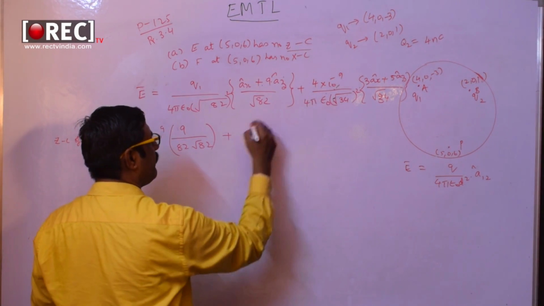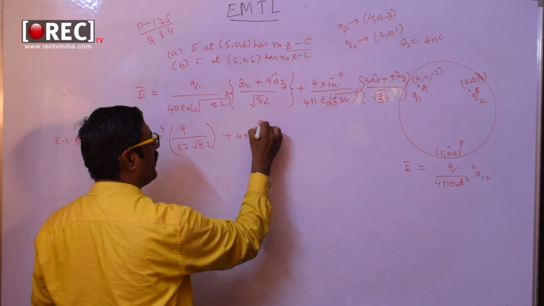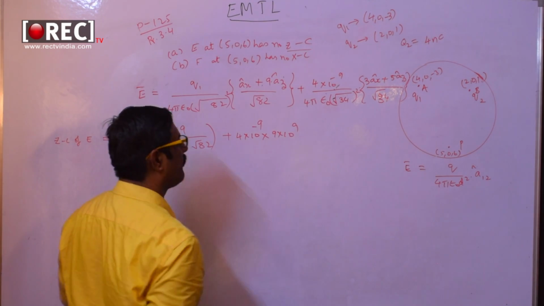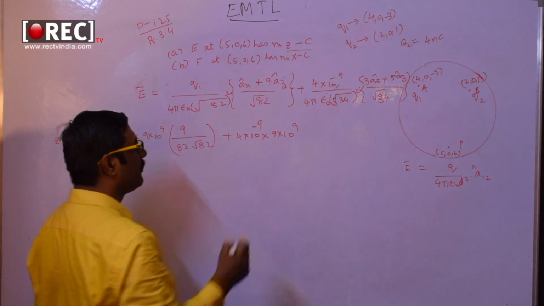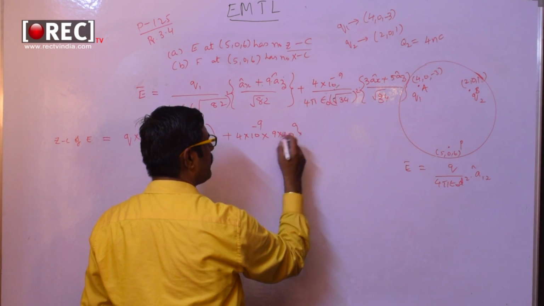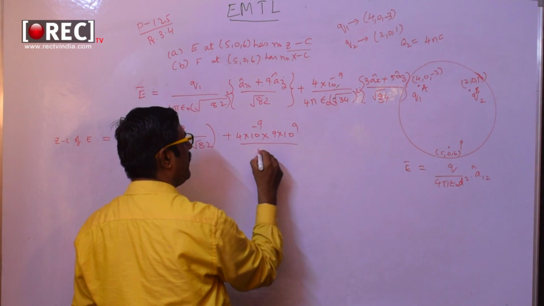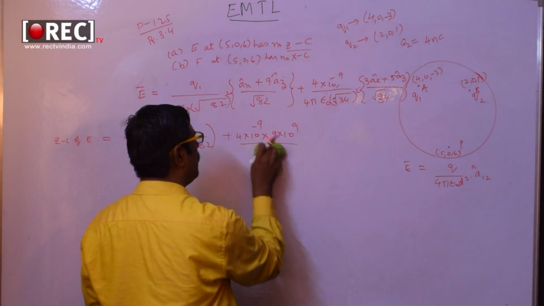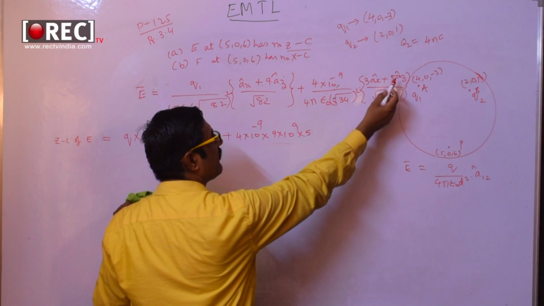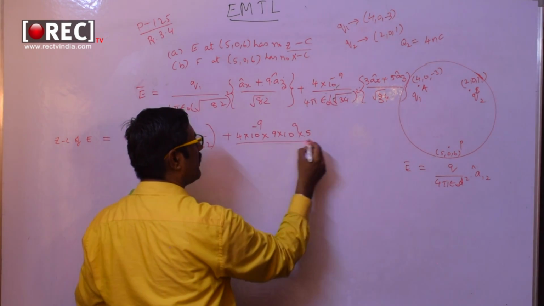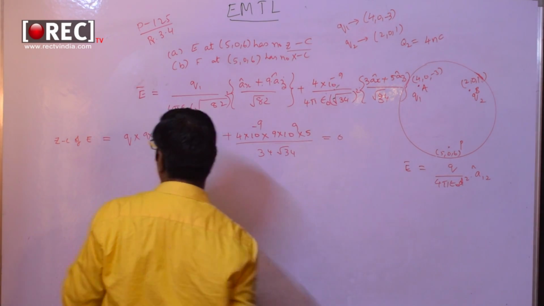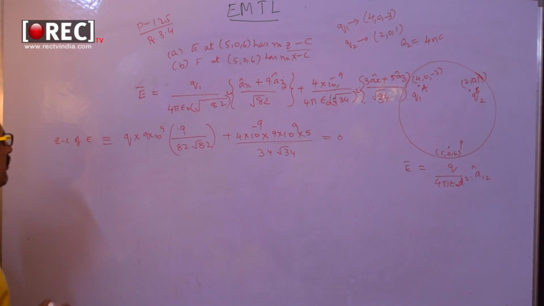Here it is 4 into 10 to the power of minus 9, into 9 into 10 to the power of 9, because it is 1 by 4 pi epsilon naught, and into, now what is the Z component here? 5 by root 34 into 1 by 34. So it is simply into 5 in the numerator. From where did I get this 5? From the AZ coefficient. So that is 34 root 34, and that should be equal to 0. This is the meaning of Z component equal to 0.